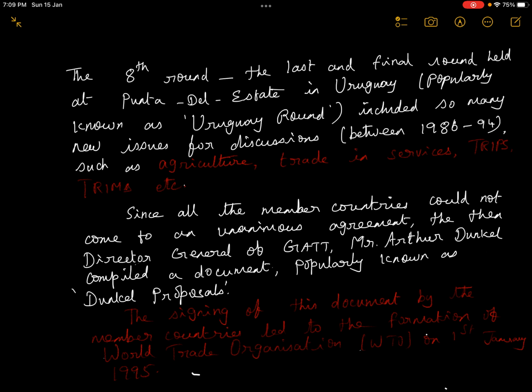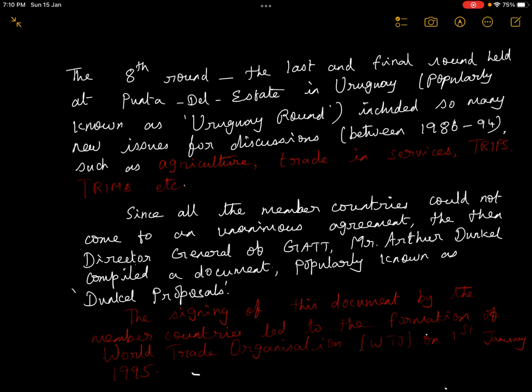But then the 8th round, popularly known as the Uruguay round, was held in Punta del Este in Uruguay, and it included several new issues. It included issues relating to agriculture, and it included issues relating to services for the first time; negotiations regarding export and import of services were taken into consideration. And then TRIPS, that is the trade related intellectual property rights, and TRIMS, that is the trade related investment measures. Like that, certain new issues were taken up for discussion during the last and final round of GATT, that is the Uruguay round, the 8th round.